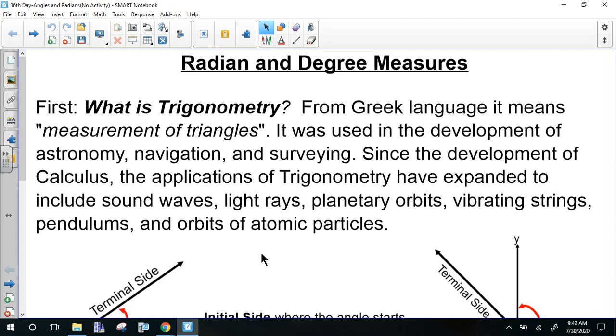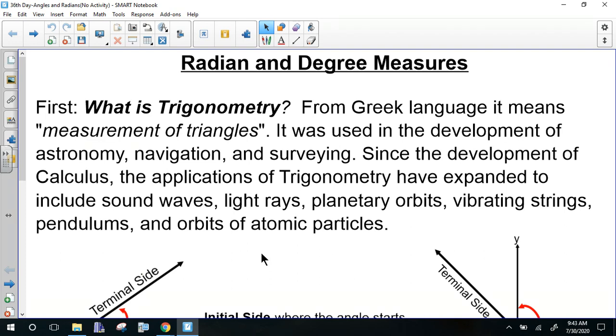And this is a different kind of math than you've seen before. A lot of people get scared when they see the word trigonometry, but actually it's really not bad at all. Trigonometry means measurement of angles. It was used in the development of astronomy, navigation, and surveying. And since the development of calculus, the applications of trigonometry have expanded.